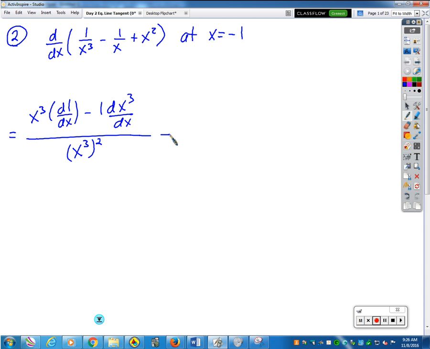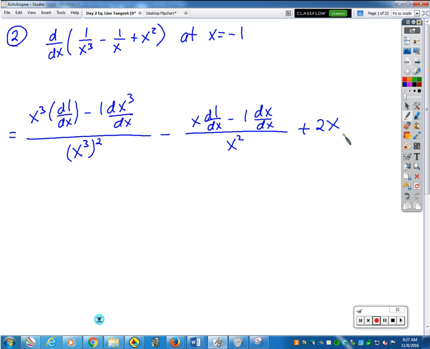With the fraction bar, you don't actually need to have parentheses. You can just draw the big fraction bar. You say bottom, derivative of the top, minus top, derivative of the bottom, all over the bottom squared. And then this derivative is pretty easy. It's just 2x.